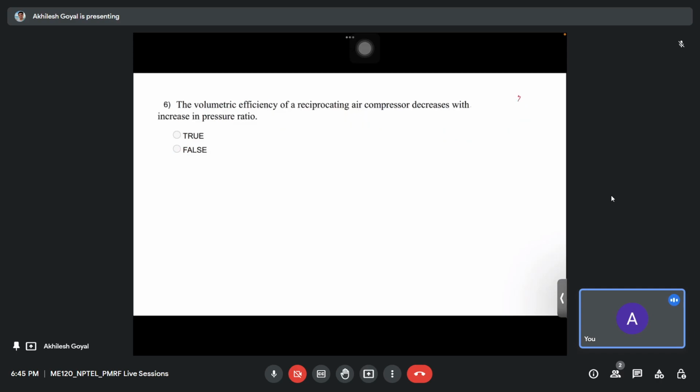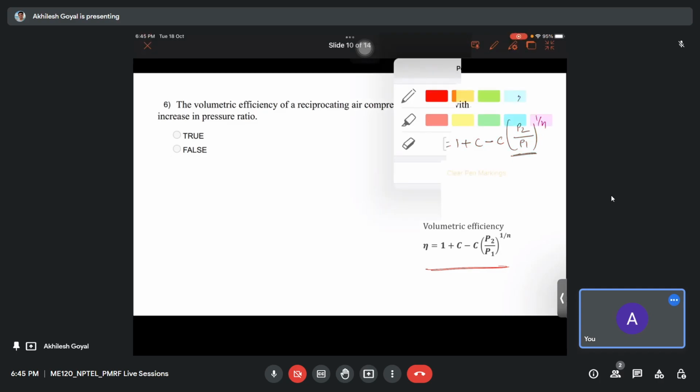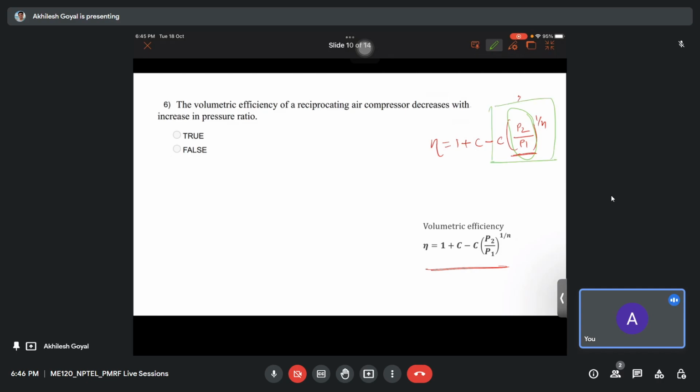So this next question is, the volumetric efficiency of a reciprocating air compressor decreases with increase in pressure ratio. Yeah, that is true, as the volumetric efficiency eta is given by 1 plus C minus C (P2 by P1) raised to power 1 by n. And now here, if we increase the pressure ratio P2 by P1, that will result in increase in this whole term.